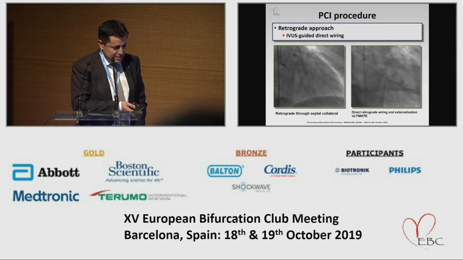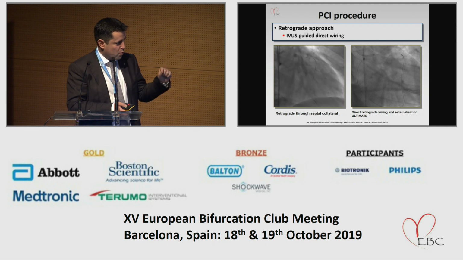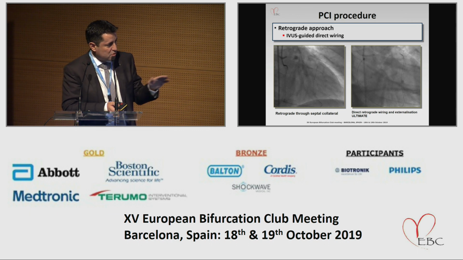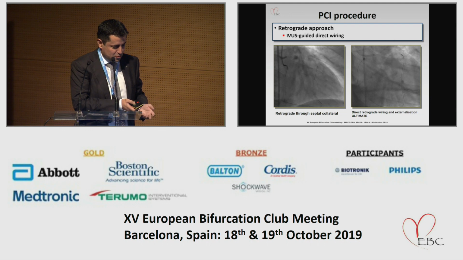Sorry for this inconvenience. We decided to perform a retrograde approach because the interventional collaterals were good, as you can see, very easy to cross. And the plan was doing an IVUS-guided re-entry, direct wiring from retrograde. You can see the wire in the circumflex. But when we were trying to cross with an Ultimate wire, it crossed very smoothly into the left main and directly up to the guiding catheter. So there was no chance to do that.